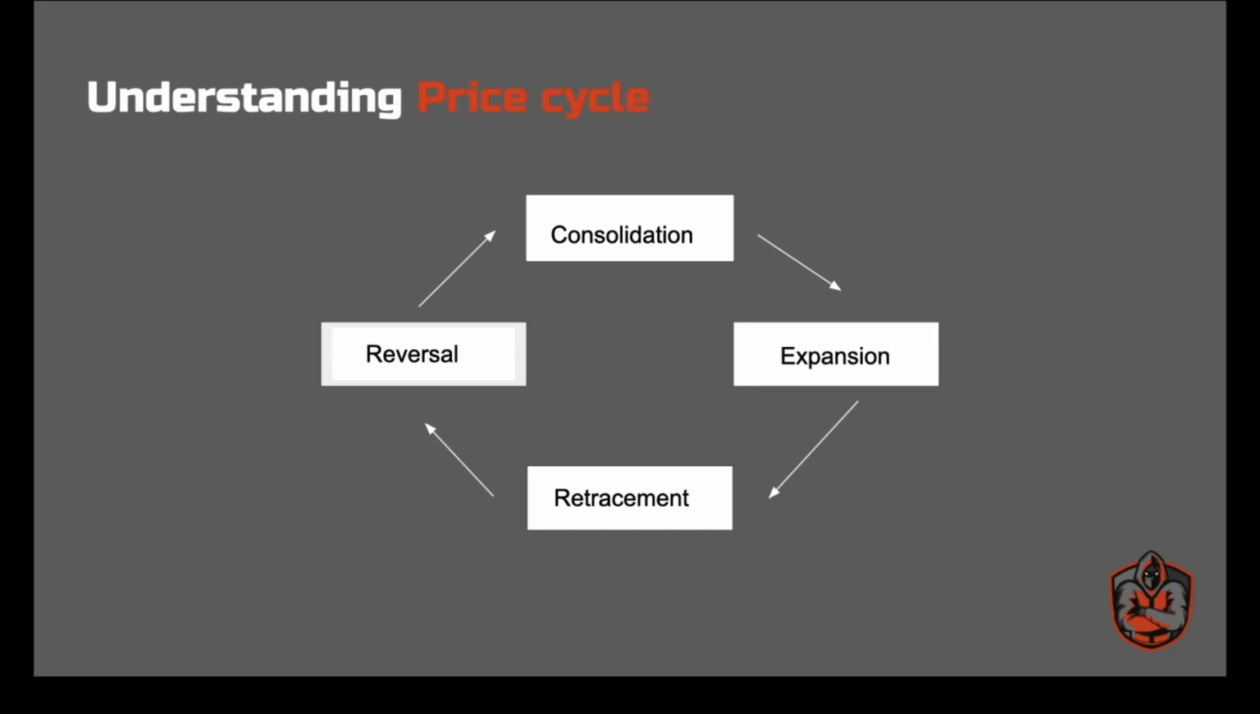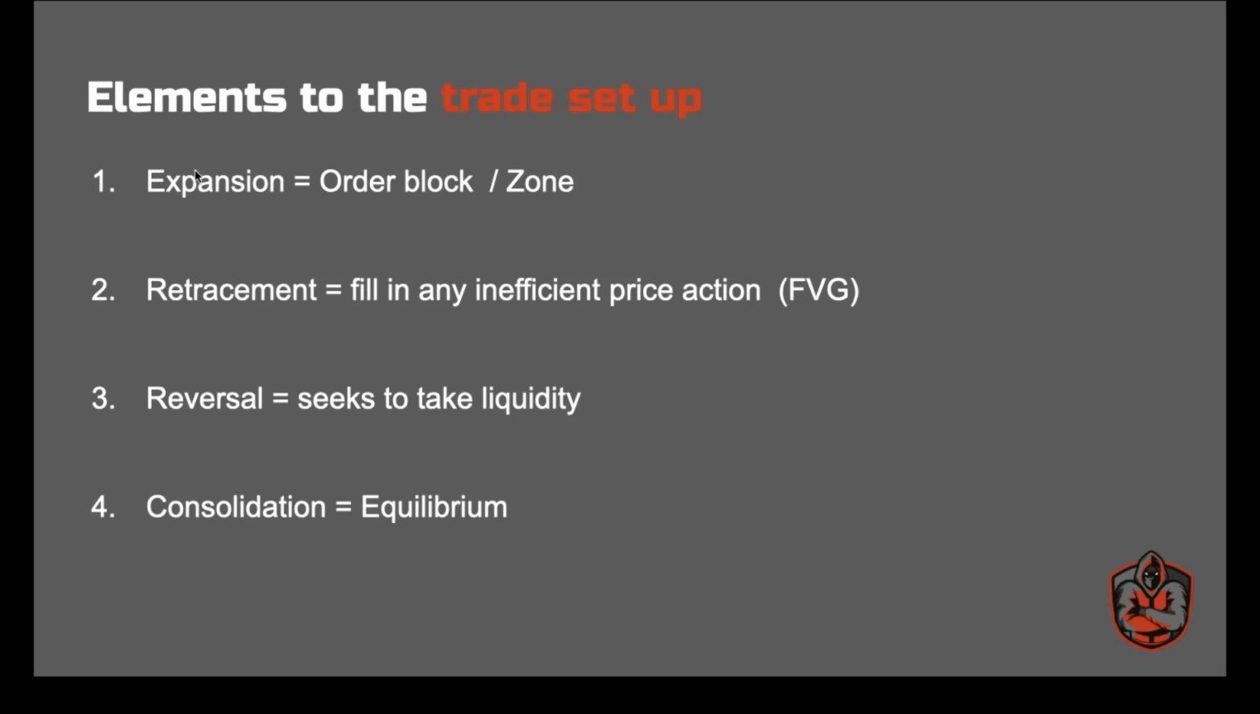Okay, now once you guys drew that out, I would like you guys to note down these bullet points, and the way I'll be explaining it all in order. And these are the 4 points I'd like you guys to write down: the elements of the trade setup. When there's an expansion, you'll notice an order block or a zone is left behind. When price is retracing, it is usually retracing to fill in any inefficient price action, and when price reverses, it usually seeks to take out any liquidity, right? And then consolidation, just write equilibrium. That's not really that important, but these are the 3 most important points I want you guys to note down.